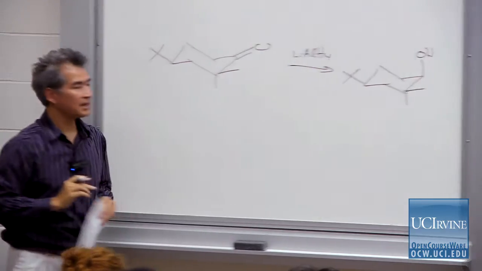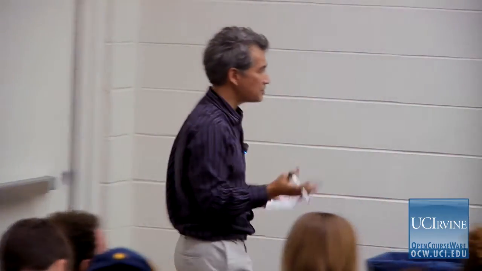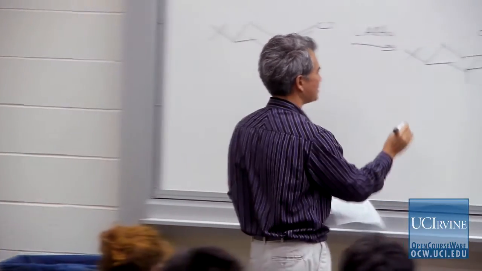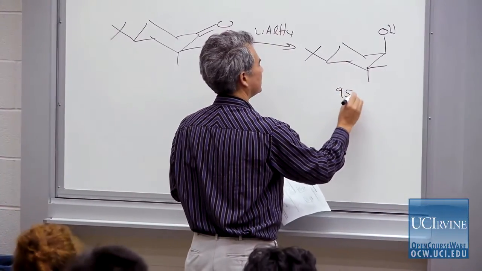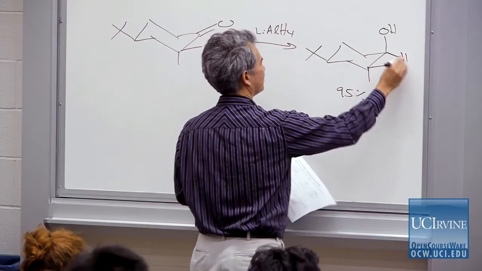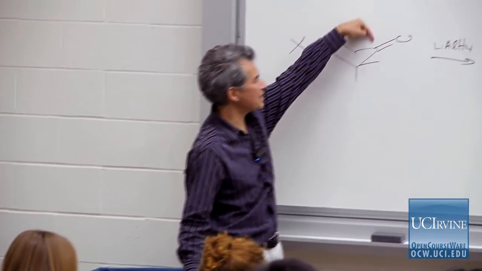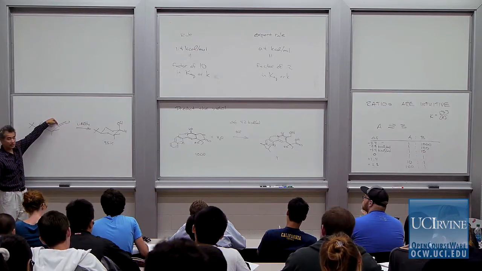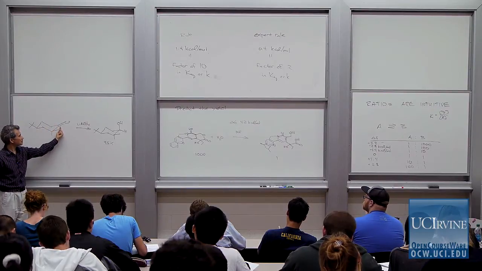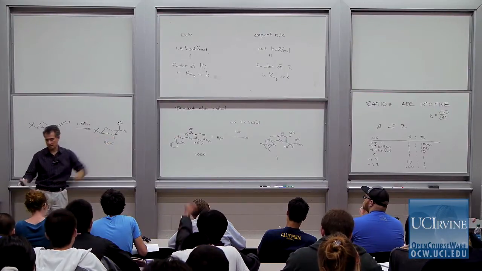Let's suppose you do a lithium aluminum hydride reduction on this and you get a 95% yield of the axial alcohol. And in case it's not obvious, there's the hydride group that I just added. This is what you get after workup. There's two possible transition states for this. And in one transition state, the hydride adds from the top. And in the other transition state, the hydride adds from the bottom to give you this product right here.